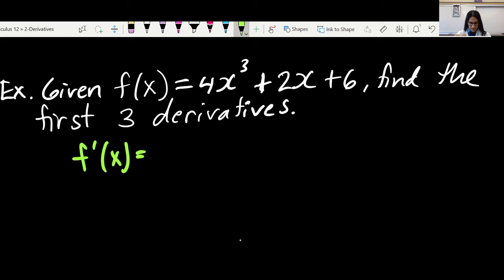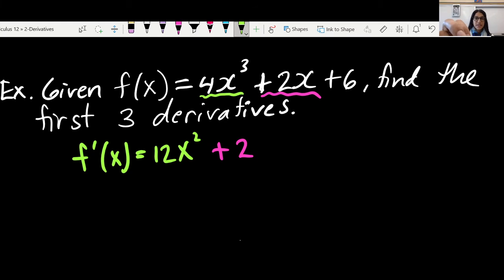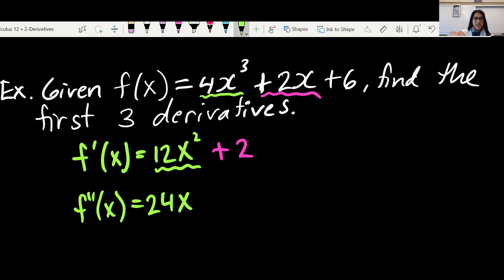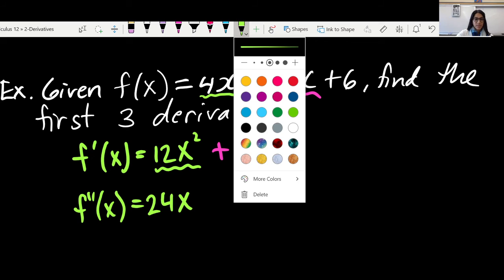So when we take the derivative of the first one, right here, we're just going to get 12x squared using the power rule. When we get to our second term here, we see that it's plus 2, and the third term is gone because it's just a constant. When we do the same thing to take the second derivative, when I take the derivative of this term, I just get 24x. And now the plus 2 again was a constant, so I have nothing to worry about.